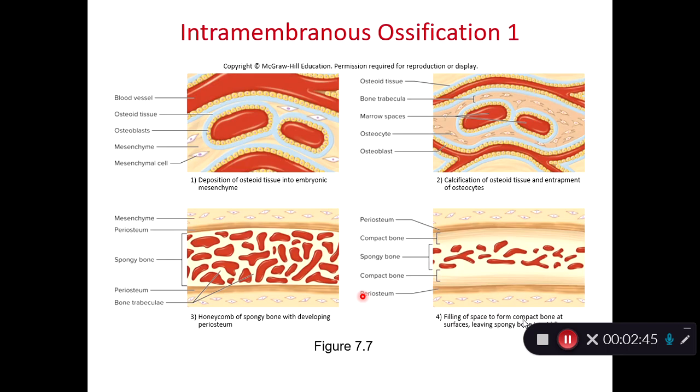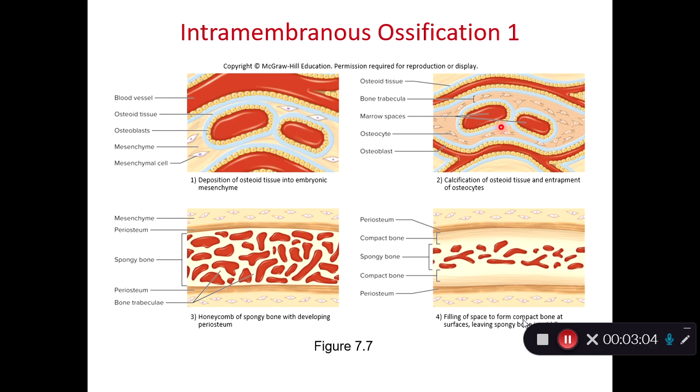So as we're looking at intramembranous ossification, we start first, in step one, with our membrane. We have a superior and then a deep membrane. And within these membranes, we're going to have some osteoid tissue forming, some zones of ossification.